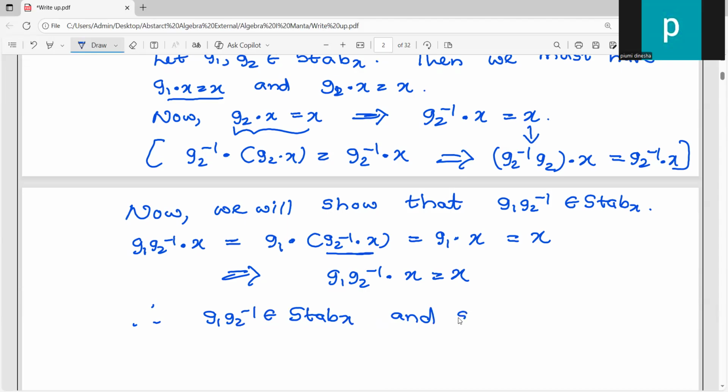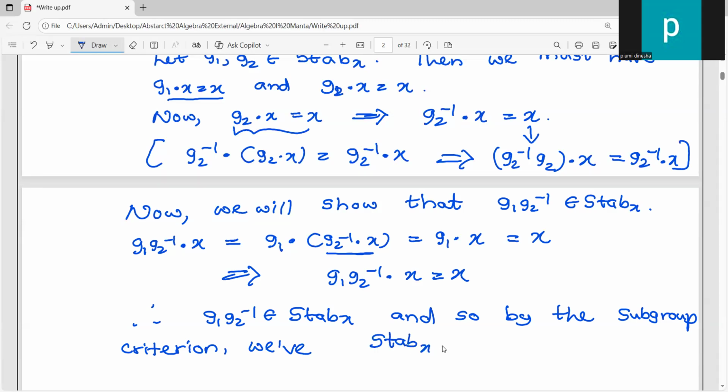And so, by the subgroup criterion, we have Stab(x) to be a subgroup of G.